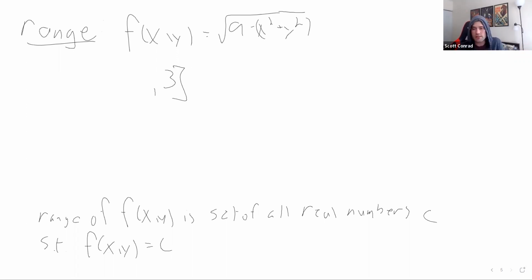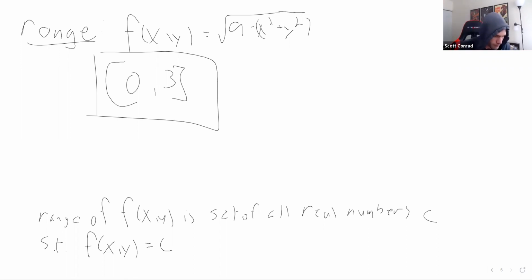The smallest we get, of course, is 0, right? When you're subtracting something on the circle, where x squared plus y squared equals 9, then you're getting square root of 9 minus 9, which is 0. So the range is just going to be from 0 to 3. Okay, any questions about that example?